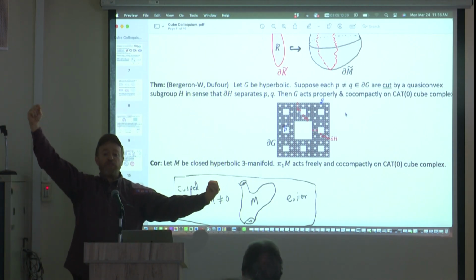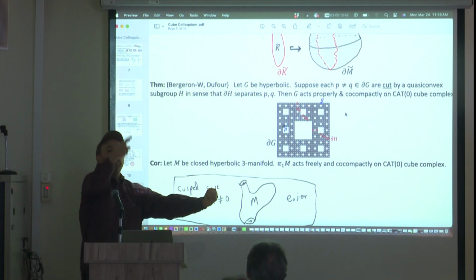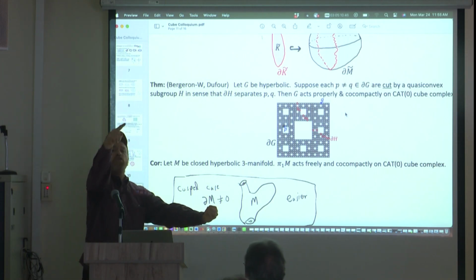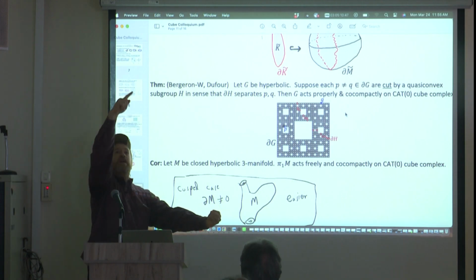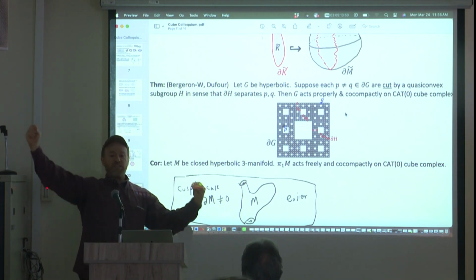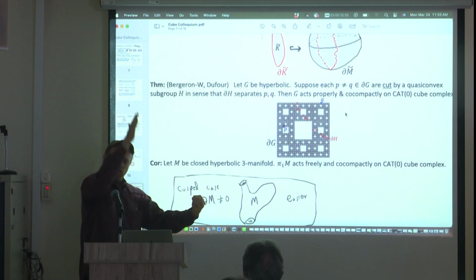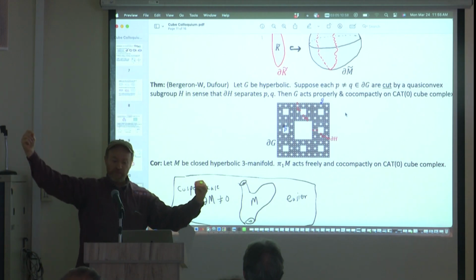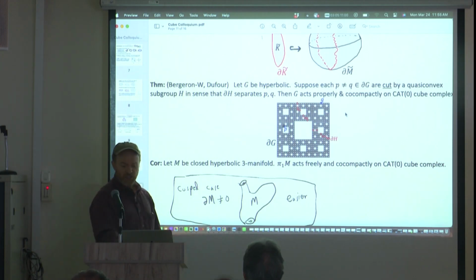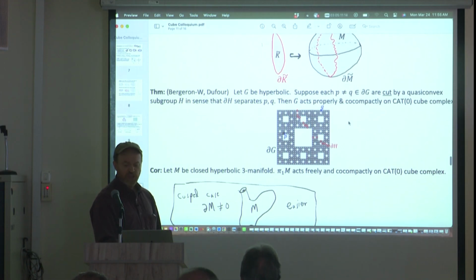For any two points on the 2-sphere at infinity, if you could find a quasi-convex codimension 1 surface, like Kahn and Markovich might give you, which separates those two points, if you can always find quasi-convex codimension 1 subgroups that separate points at infinity, then you could choose finitely many codimension 1 subgroups, do Sageev's dual cube complex construction, and create an action on a CAT(0) cube complex.